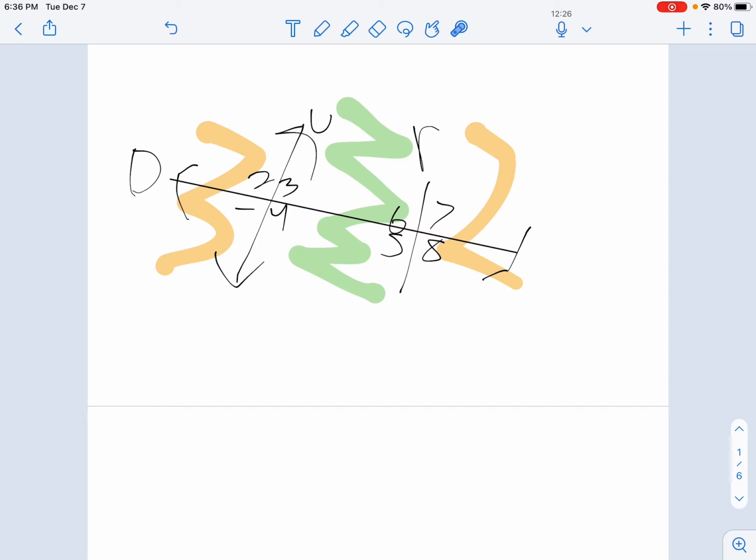Now, our alternate interior angles are alternate, so they're going to be on opposite sides. So it'll be 4 and 6, because they're not adjacent, and they're in the interior, so they're alternate.